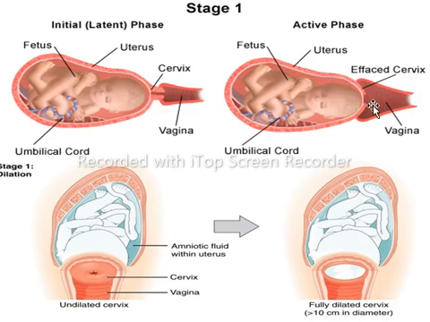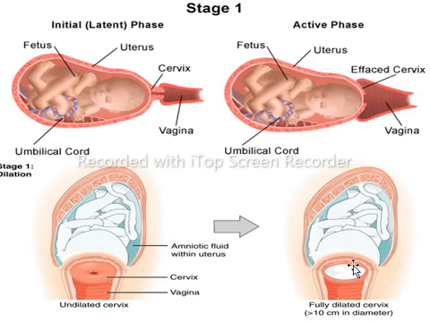In the active phase of stage 1 of labor, the cervix will just continue to dilate. Still the contractions of the cervix are regular and more painful. When the dilation of the cervix reaches 10 cm, the cervix is said to be fully dilated. This is where you can see crowning of the baby's head.